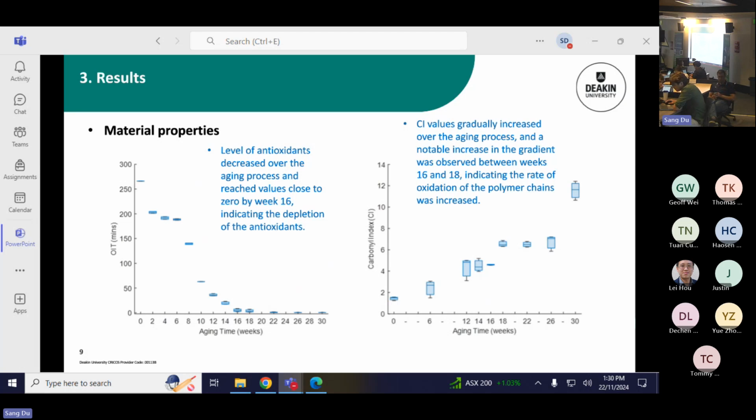And then after that, we can't use the OIT to do the testing, because the OIT only tells how much antioxidants are left. Then we use another method called the carbonyl index (CI) to really measure the oxidation of the polymer chain. And as we can see, as time increases, that CI index increases as well. So this is basically what we want to say, and this helps to quantify the actual condition of the pipe.